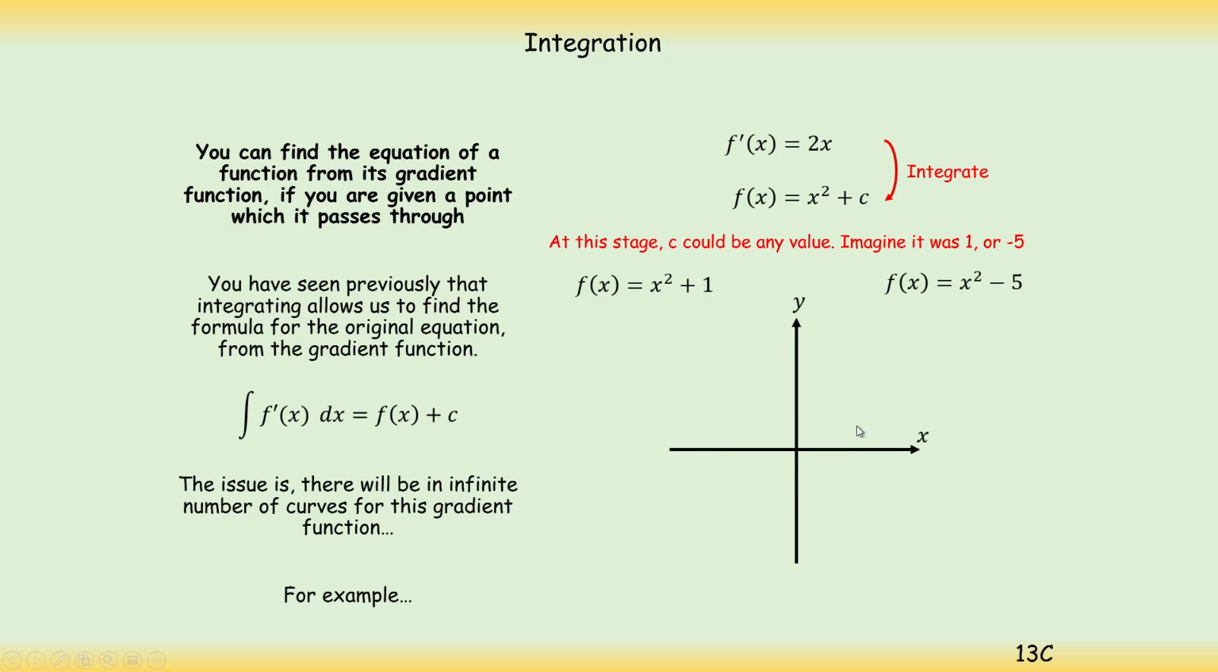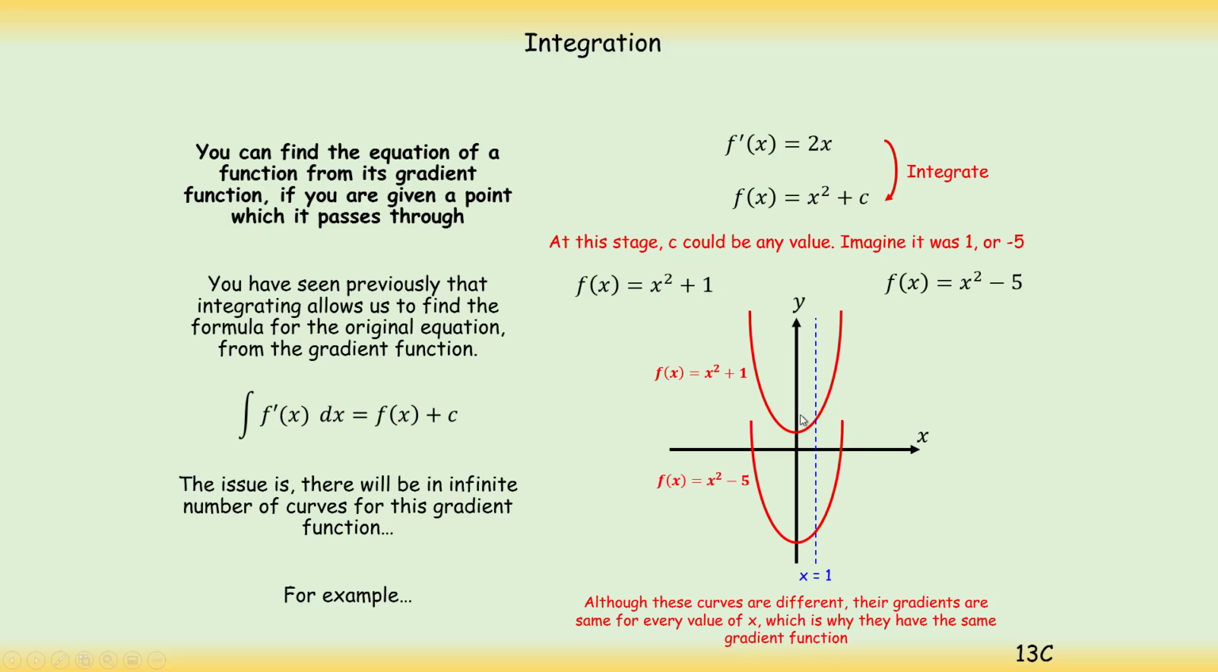We draw them on a graph. So it could be either of these, but it could be any value whatsoever along the y-axis. So it shifts up and down the y-axis. It's your basic transformation. Now, to be able to find the exact value, what do we do? These are identical curves. The gradients of these points are exactly the same.